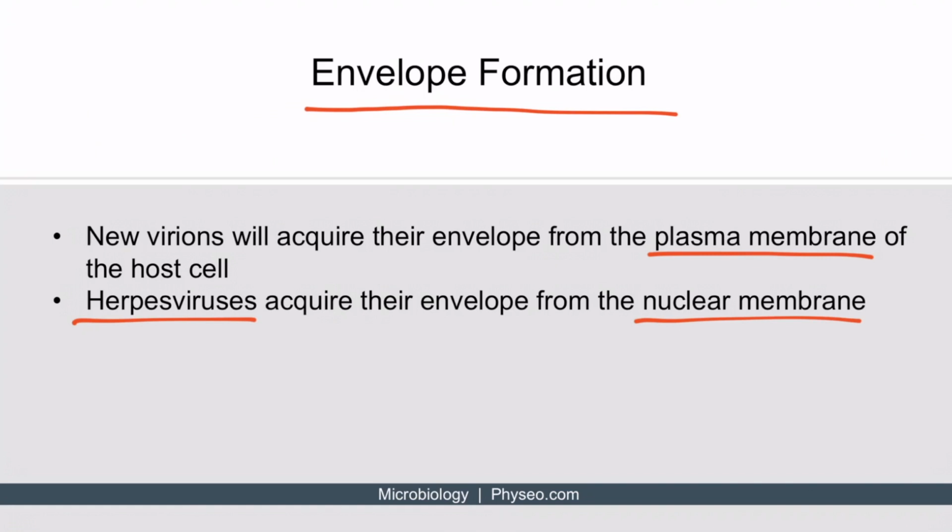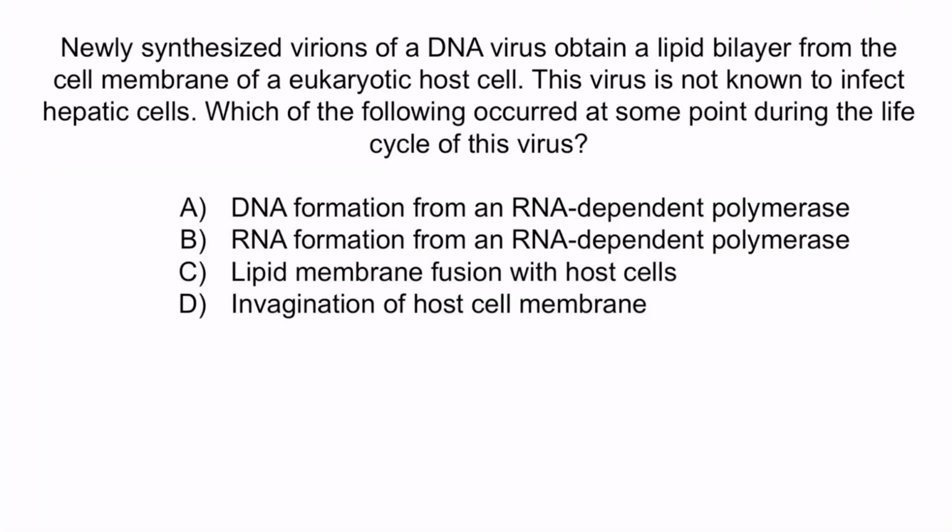Now let's do a question to apply what you've learned. Newly synthesized virions of a DNA virus obtain a lipid bilayer from the cell membrane of a eukaryotic cell. This virus is not known to infect hepatic cells. Which of the following occurred at some point during the life cycle of this virus? A. DNA formation from an RNA-dependent polymerase. B. RNA formation from an RNA-dependent polymerase. C. Lipid membrane fusion with host cells. Or D. Invagination of host cell membrane.